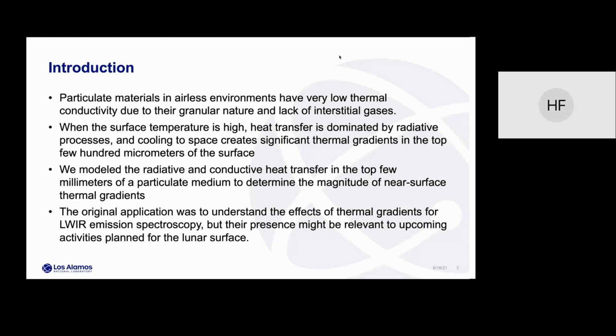Cooling to space creates significant thermal gradients in the top few hundred micrometers of the surface. To study this problem, we modeled the radiative and conductive heat transfer in the top few millimeters of a particulate medium to look at the magnitude of these near-surface thermal gradients. The original application was to understand the effects of thermal gradients for thermal infrared emission spectroscopy, but their presence might be relevant to upcoming activities planned for the lunar surface, and that's why we're presenting here today. Next slide, please.